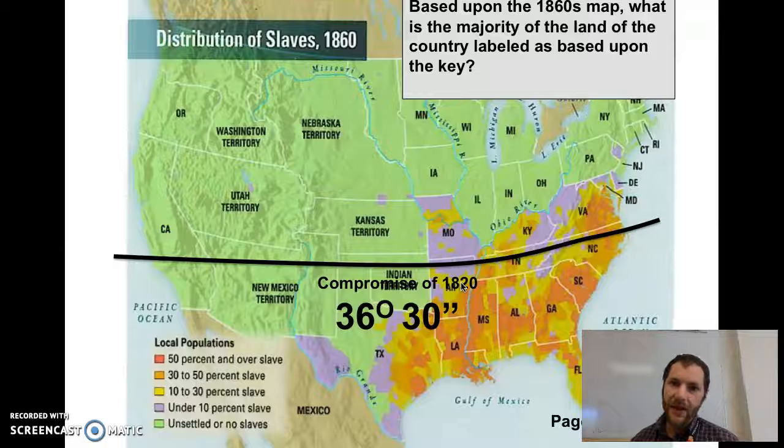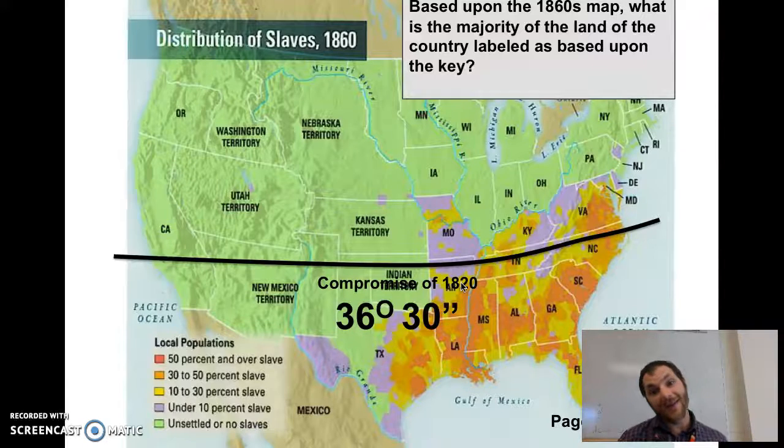The question that I pose is, based upon the 1860 map, what is the majority of the land of the country labeled as based upon the key? Even though we have slavery being a main issue, we still have a lot of unsettled land, and this is being fought for in terms of what we should label it as. Should we label it as slave? Can slavery be legal, or is it going to be illegal?